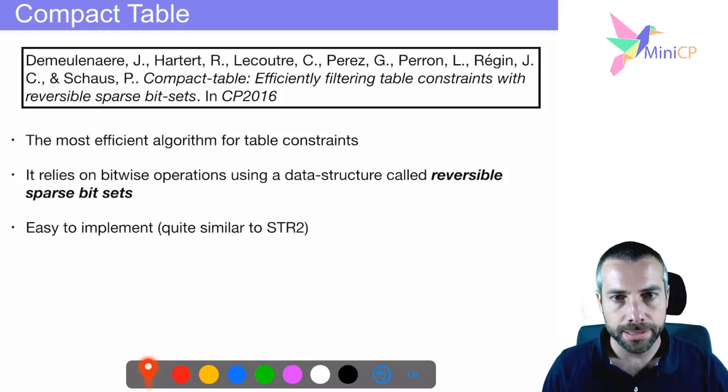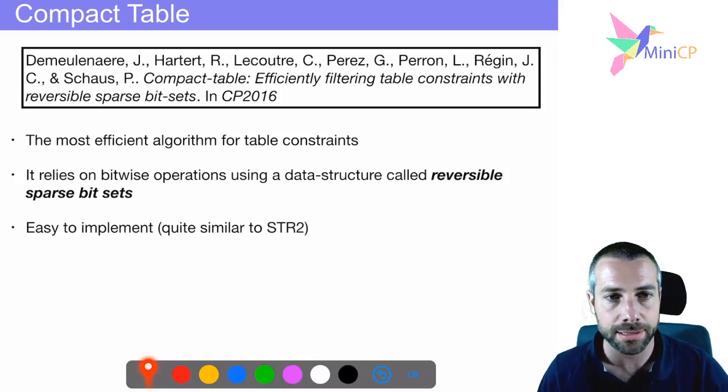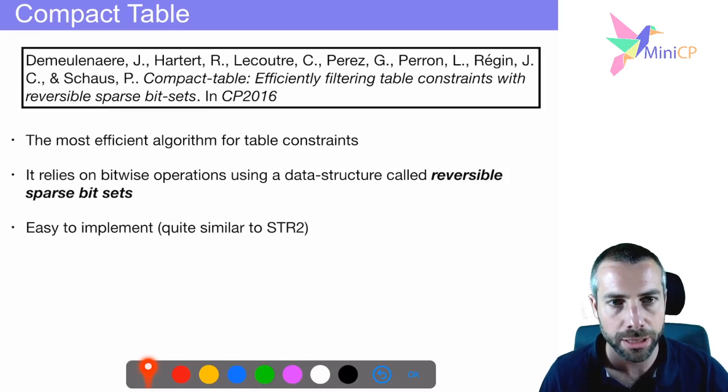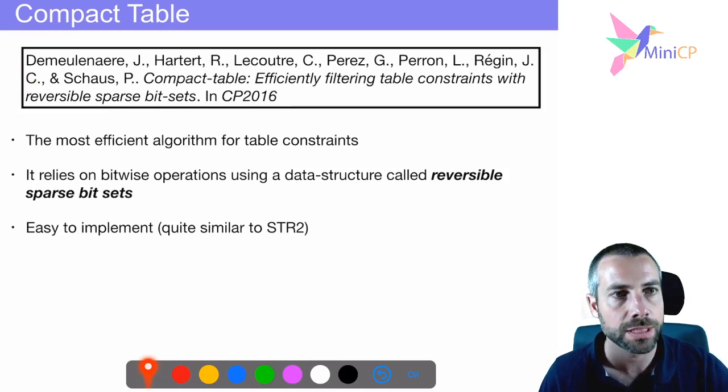Compact table is an algorithm that was based on the idea of simple tabular reduction, but instead of using for loops, it will use bitwise operations to make the operations more efficient. It was published and described in these algorithms, and I was one of the co-authors of this algorithm.